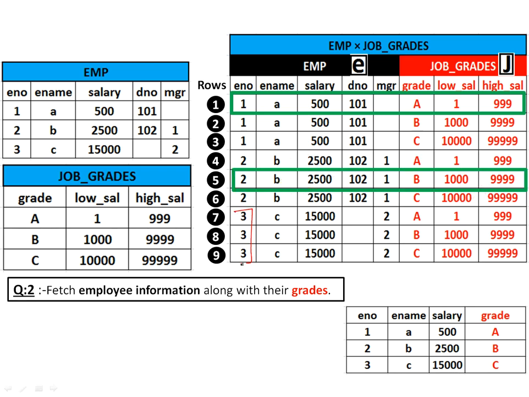Similarly, I called employee number 3. What have you done? Sir, I joined with all grades. Please don't do that. Please stay with your grade. My salary is 15,000. It is between this only.